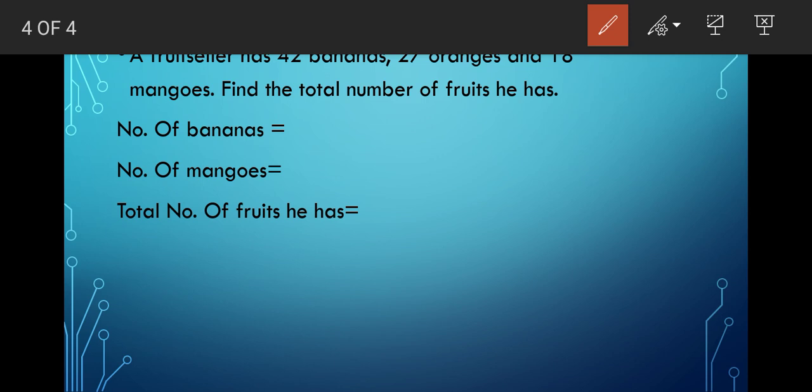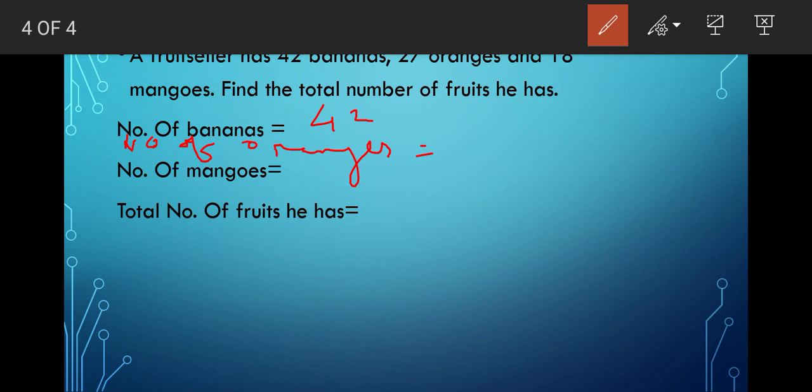Okay, so I am going to write here oranges is in the second place, isn't it? So here let me try to write it down. Number of oranges, O-R-A-N-G-E-S, oranges you will write here. Okay, so number of bananas is how many? Number of bananas is 42, right? 42 bananas.